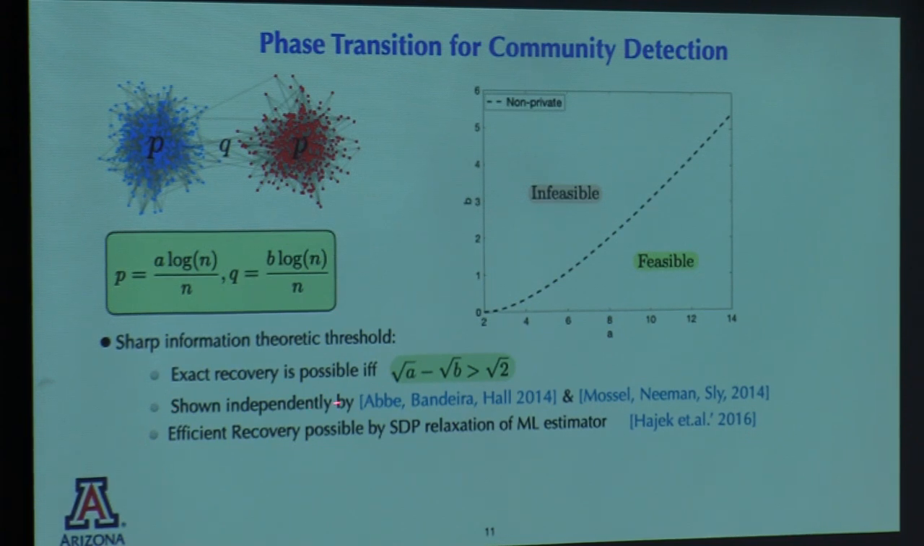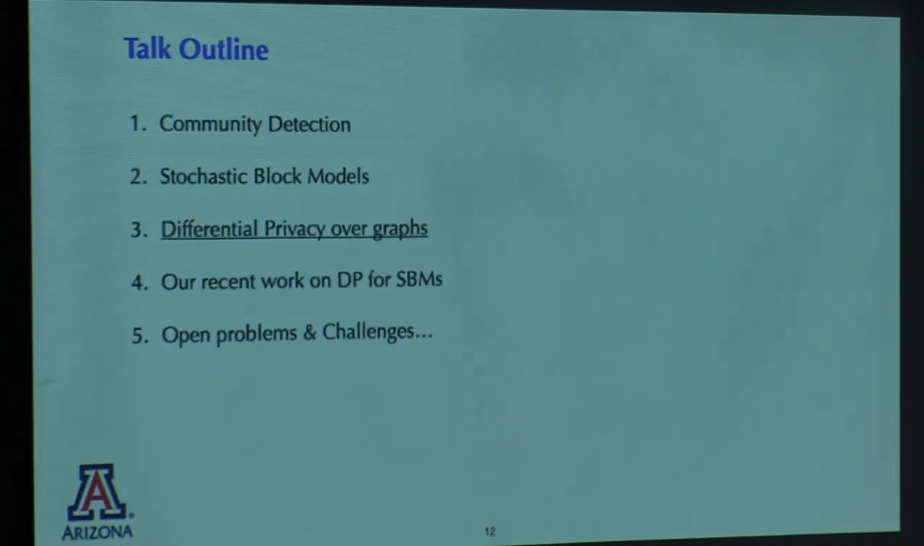And then it was also shown that you can do an SDP relaxation of the maximum likelihood estimator and then analyze the SDP relaxation and show that it actually achieves recovery up to this threshold. Okay, so this was done by Bruce Hajek's group, and there were many follow-up ones. So finally, I can talk about differential privacy within this context. So this was an overview of community detection, the stochastic block model, and what people mean by community detection over SBM. Okay.